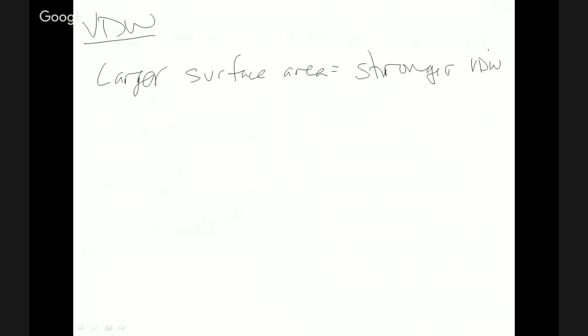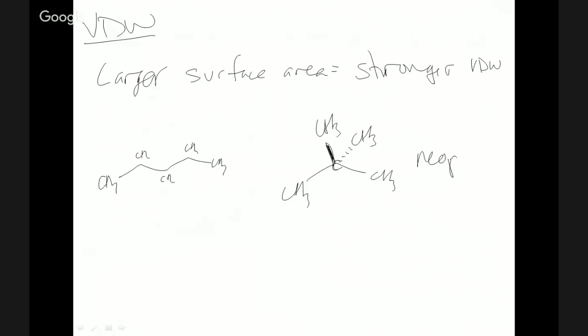Larger surface area equals stronger van der Waals. So pentane, in skeletal structures. We'll get into these types of structures. That's a CH3, a CH2, CH2, CH2, CH3. You'll see this very soon. Neopentane is three CH3s. These wedges and dashes, we'll get into what that means. You have four CH3s around a central carbon. There's a carbon there. This is called neopentane. There is less surface area in neopentane.